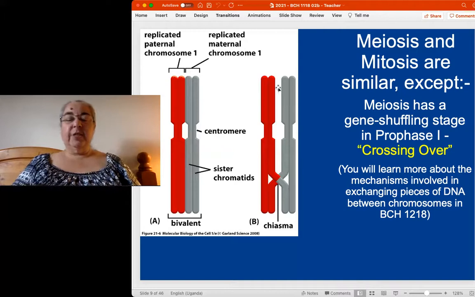Okay, so this is often described as a shuffling process. The genes on each chromosome are exchanged and swapped over, so we no longer have a simple paternal and maternal set of chromosomes. We have a mixture of genes that have come from both mother and father on both chromosomes.